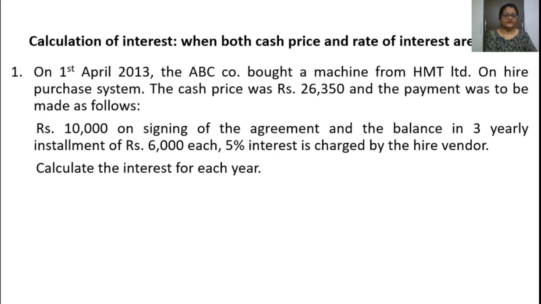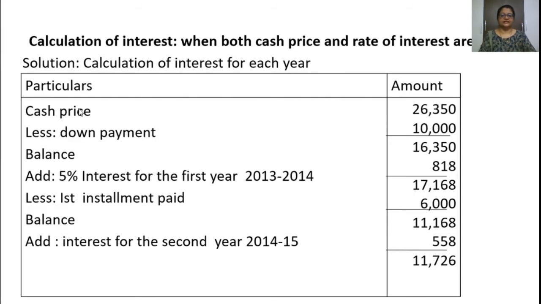Calculation of interest is always done on the cash price and its balance. Now first, as I said, take the cash price, deduct down payment. The amount outstanding after the down payment was 16,350. On that, if you take 5%, it is 818. So this is an amount payable. So add this. So the outstanding amount becomes 17,168. Once you make the first installment payment, then you get a balance. So again on this balance you calculate 5%. So it is 558. Once you add it, 11,726.